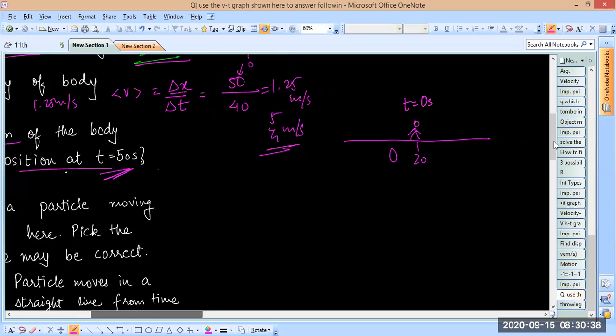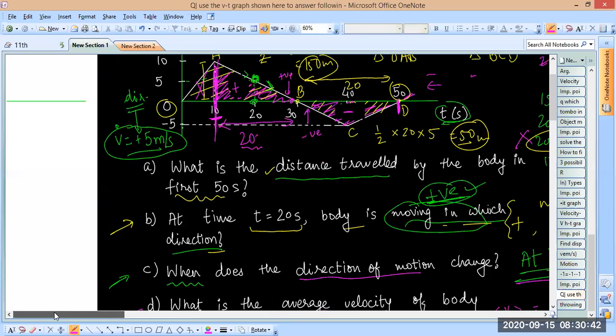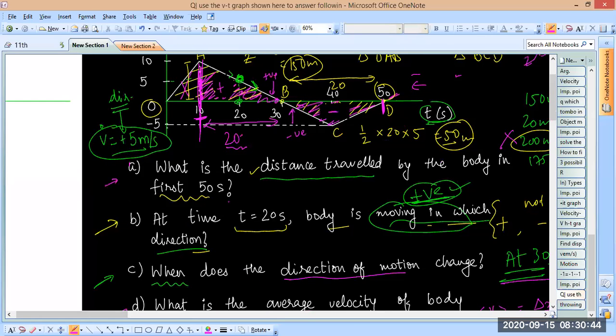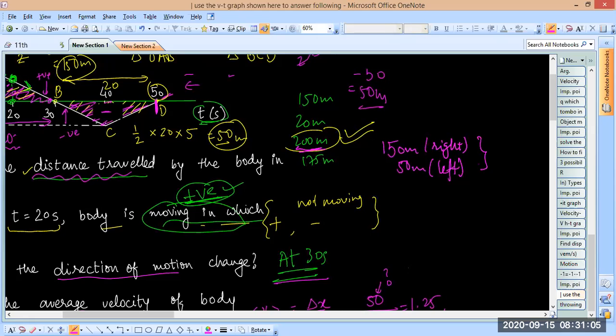Now let's go to the first question, A. Here we found out how much is the distance traveled in the first 50 seconds, right? It turned out to be 200 meters, right? But I hope you remember that 200 was as follows: 150 meters right side and then 50 meters left side. Agreed? Yes or no, everyone? Clear, everybody?